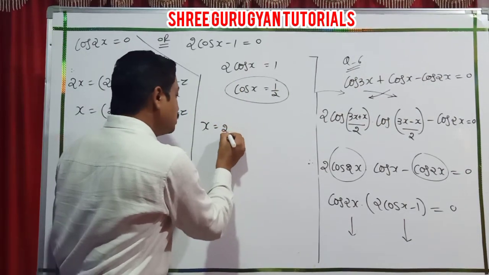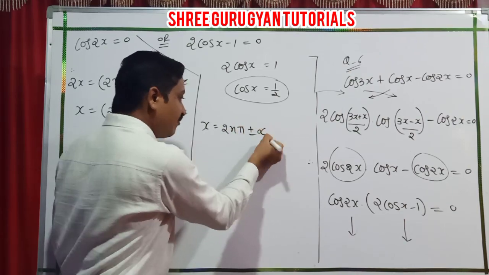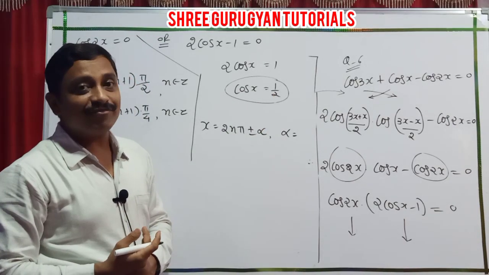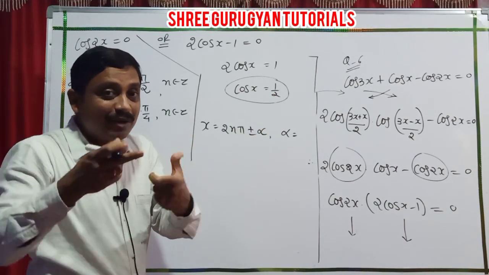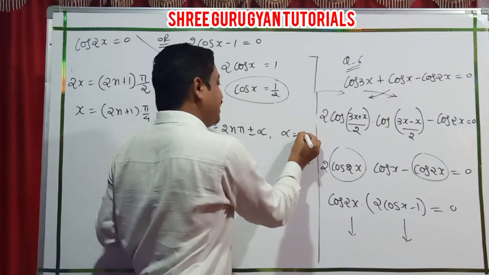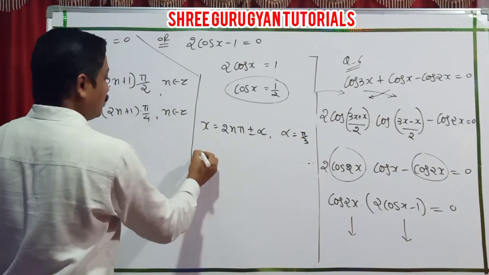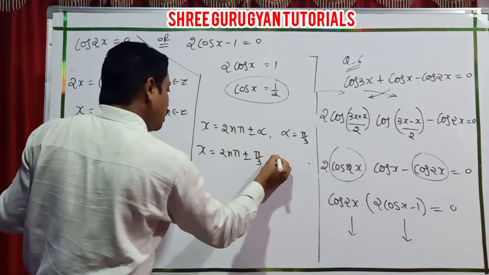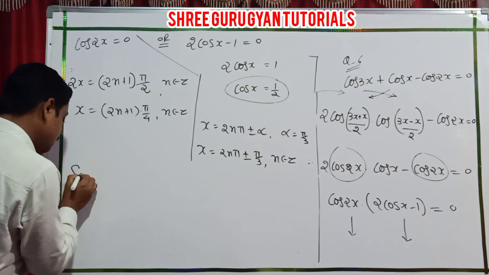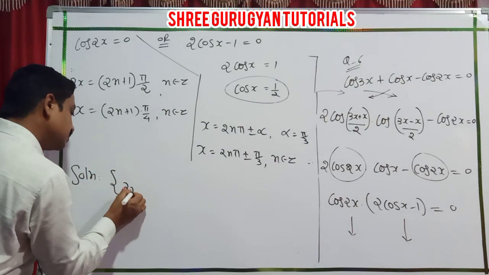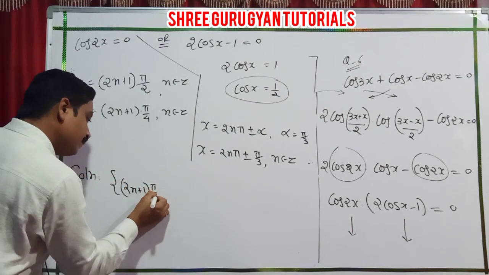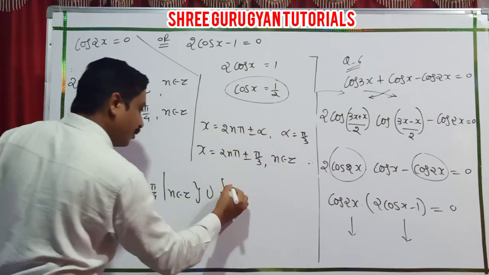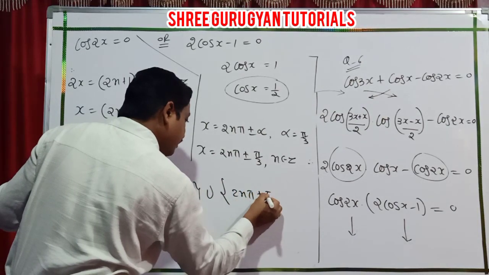Then I go to the solution: x is equal to 2n pi plus or minus alpha. Where alpha is equal to what? At which degree is cos half? In the first quadrant, anti-clockwise it is 60 degrees, pi by 3. So x is equal to 2n pi plus or minus pi by 3, n belongs to z. Now finally our solution for the general solution: 2n plus 1 pi by 4, n belongs to z, union, the second answer also written down: 2n pi plus or minus pi by 3.